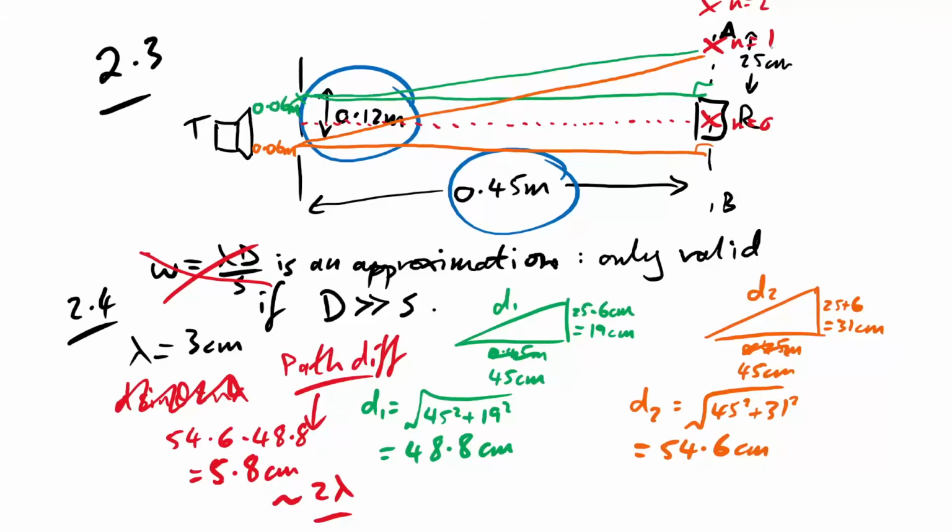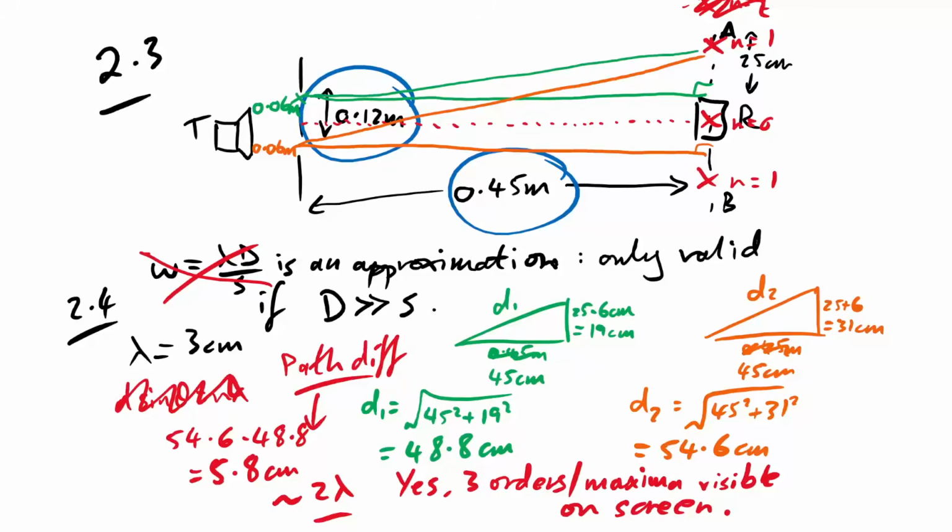This is going to be the first order, so we'll see a point there. We'll see a point on the other side as well. And so we will see 3 bright peaks. We won't see this one here. So I guess we could say, yes, 3 orders of maxima visible on screen. Not an easy question though. So just be careful if you see a question regarding interference and it's to do with sound, then you might just have to use bog standard trig because the distances are not going to be right. You're not going to have a screen distance that's way, way bigger than the slit separation.